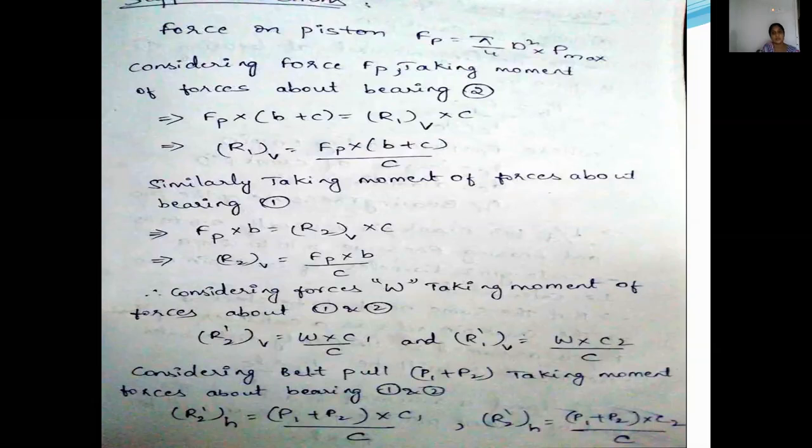Considering force W, taking moment of forces about 1 and 2, the vertical reactions are W into C1 by C and W into C2 by C.